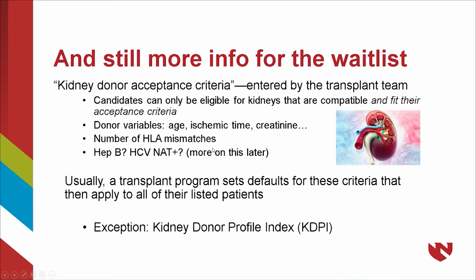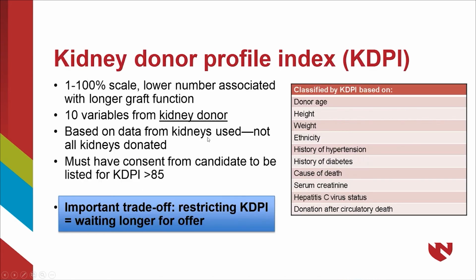One notable exception is called the Kidney Donor Profile Index, or KDPI. So the KDPI is another numeric scale, this time with reference to donated organs. It is numbered from 1 to 100%, with lower numbers generally associated with better graft function or kidneys that are expected to work for a longer period of time. There are 10 variables obtained from the kidney donor that go into this calculation, and they are shown in this box at the right. Note that donor age and the final serum creatinine are important in this calculation.